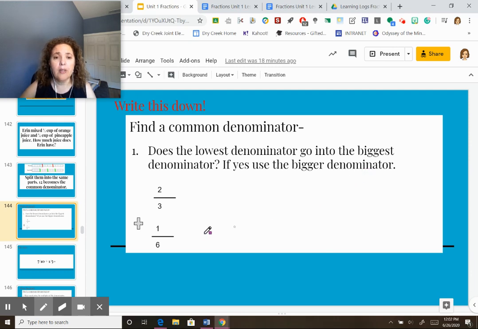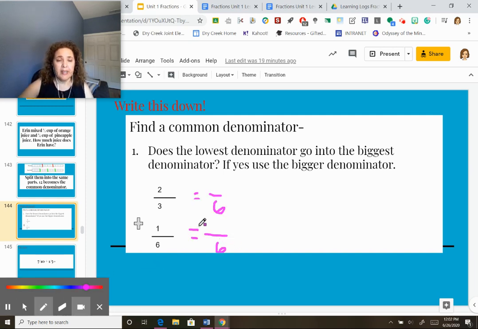So I'm looking at the denominators here. My denominators are 6 and 3. So does the lowest go into the biggest? Does 3 go into 6? Yes, 3 goes into 6. So what's going to be my denominator? 6. All right, so watch.